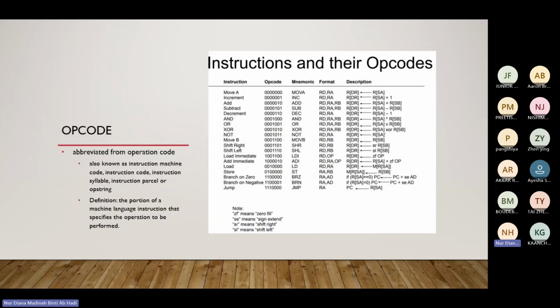So this would be the example of opcodes and their instructions. Opcode is the abbreviation for operation code, also known as instruction machine code, instruction syllable, instruction parcel, or op string. Opcode is the portion of machine language instructions that specifies the operation to be performed.